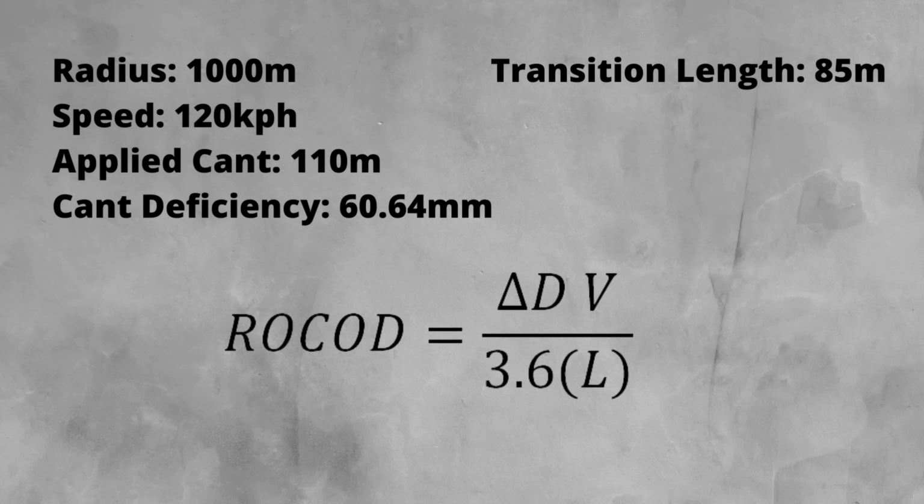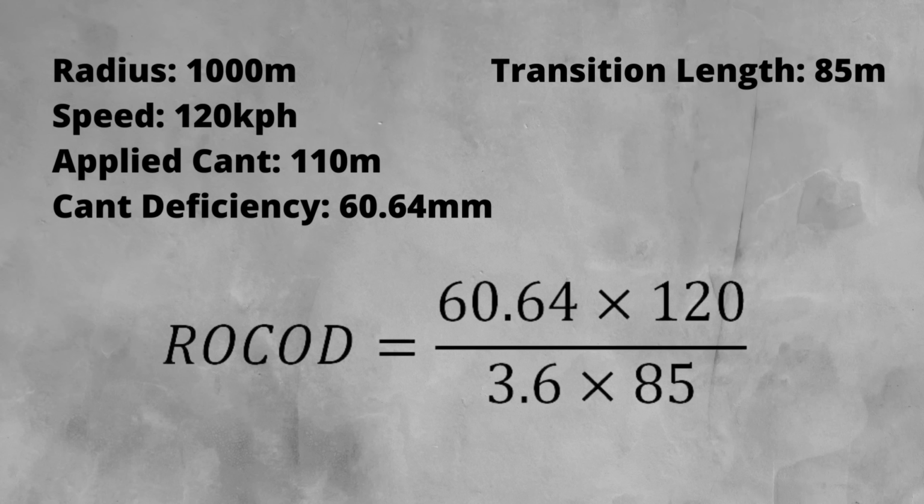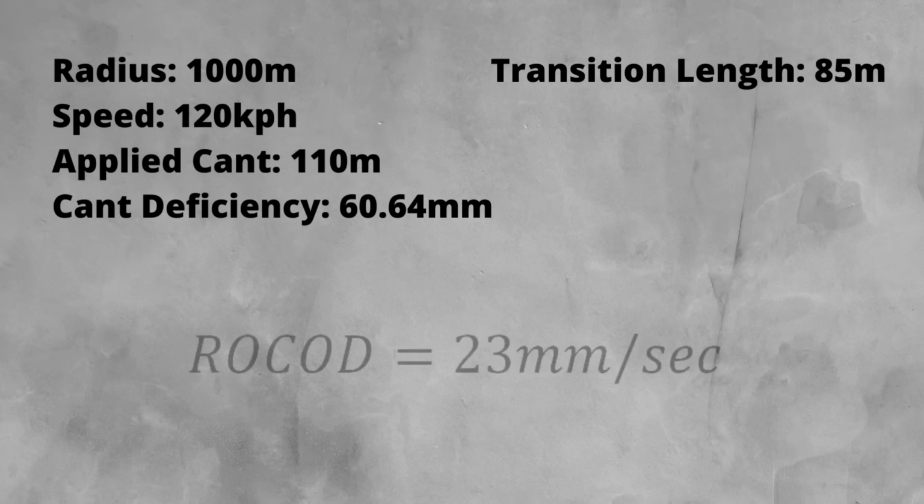Now let's run the same check for the rate of change of deficiency, although we can tell this will be less, as the value of change of cant deficiency is less than the value of cant. Our change in cant deficiency is 60.64. As you can see, it has come out as 23 mm per second. So 85 meters is an okay length for this transition.